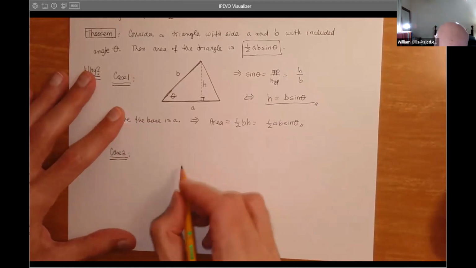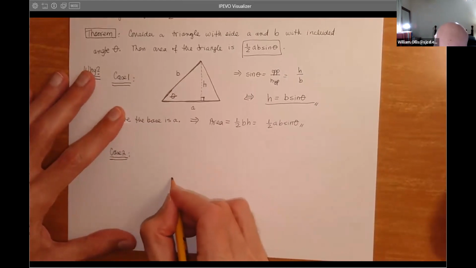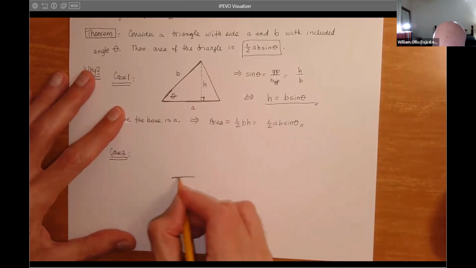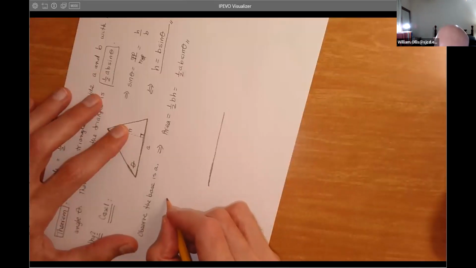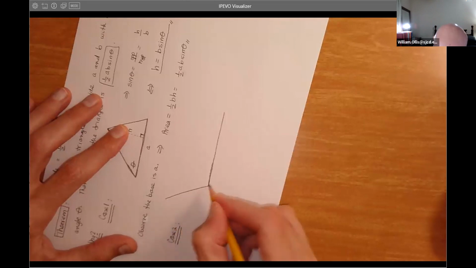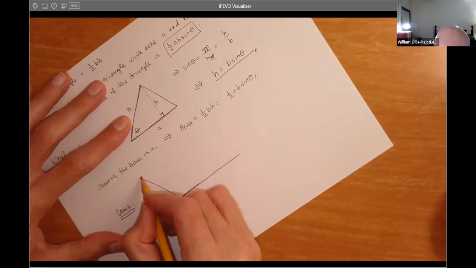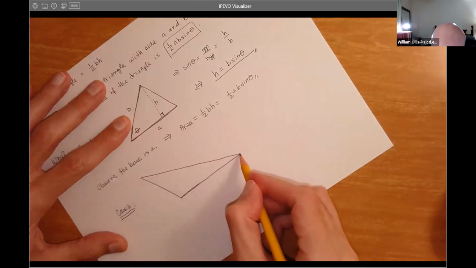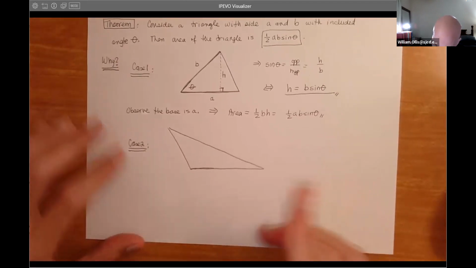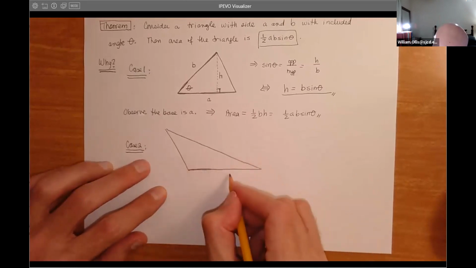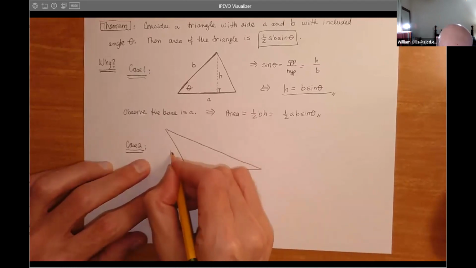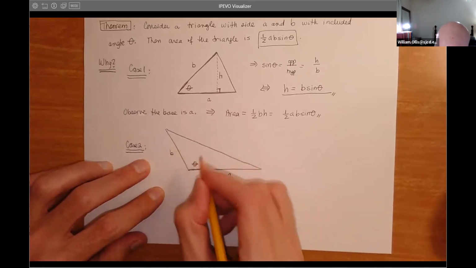So let's just draw one of those just to help us with our logic. Pictures are helpful for logic. They don't give us the proof, but they certainly help us to organize our work. So now we'll do this. So here's an obtuse triangle. Again, we'll do the same thing. We're going to call this side A, this side B, and the included angle theta.